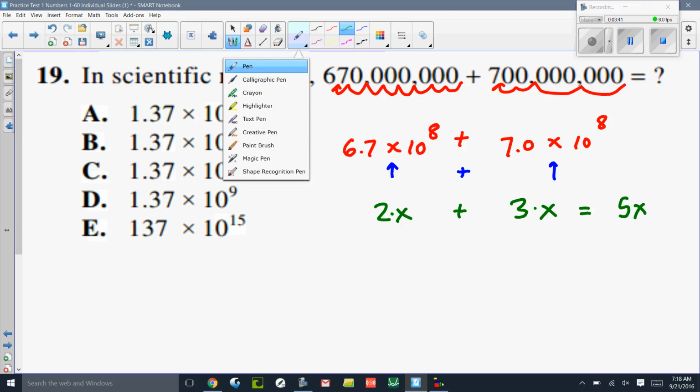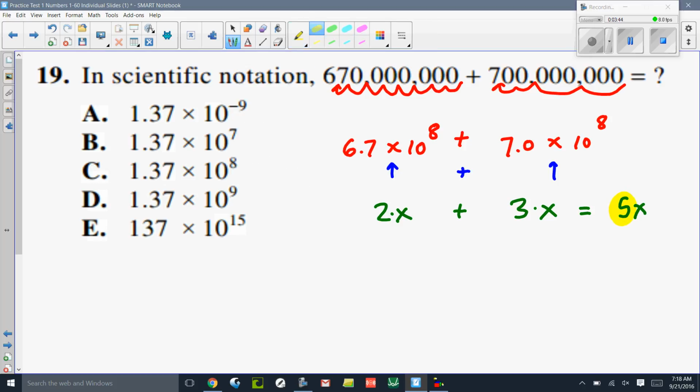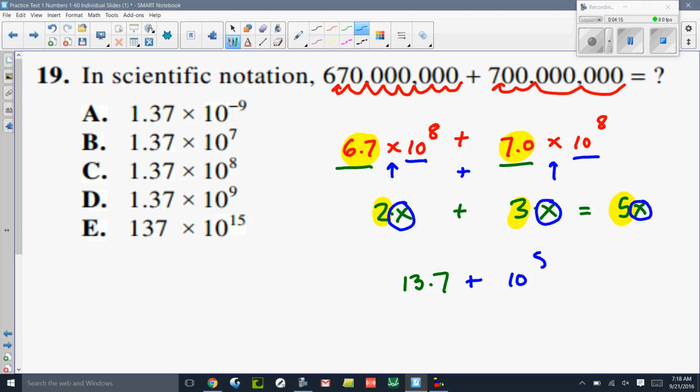Well, how did we come up with 5x? In order to come up with this 5, we just added this value and this value, or in this case, the 2 and the 3. So all we're going to do here in this problem is add 6.7 and 7. When we add 6.7 and 7, we end up with 13.7. Well, notice when we did this example, we had 2x and 3x. We don't actually add the x's together. We just add the coefficients, and that x stayed. So similarly, this part, 10 to the 8th, is going to stay. So we have 13.7 times 10 to the 8th power. Now, there is one issue here.